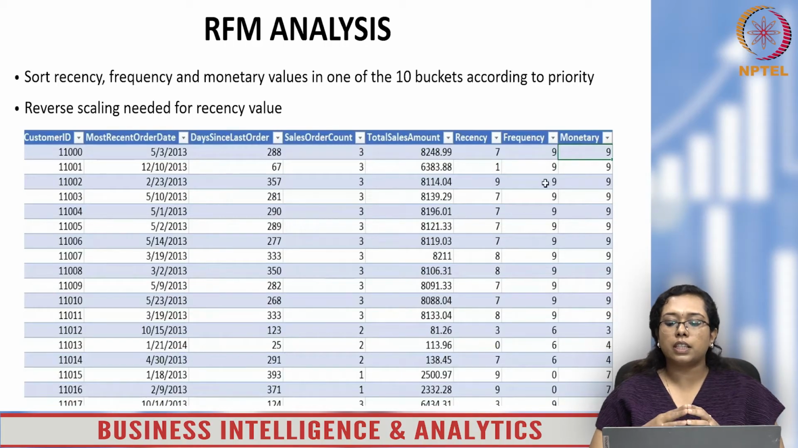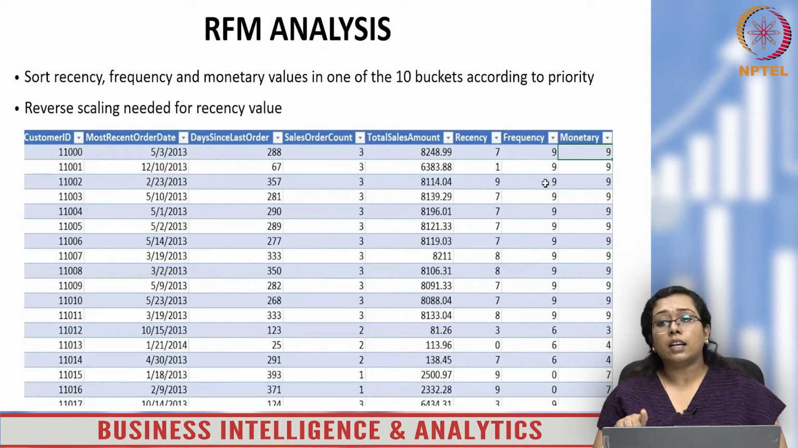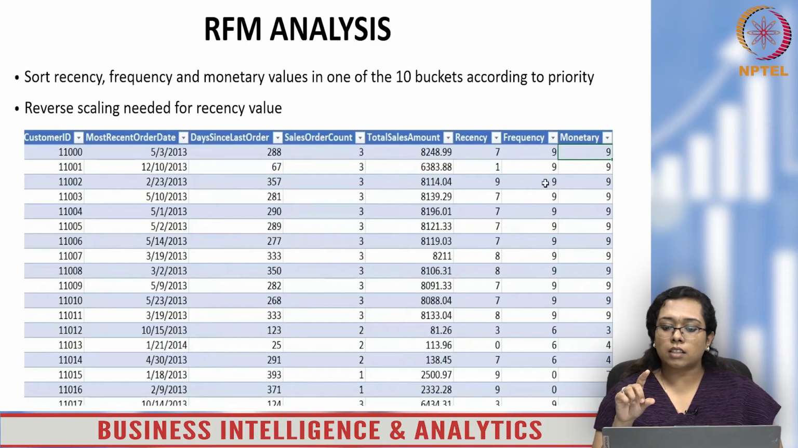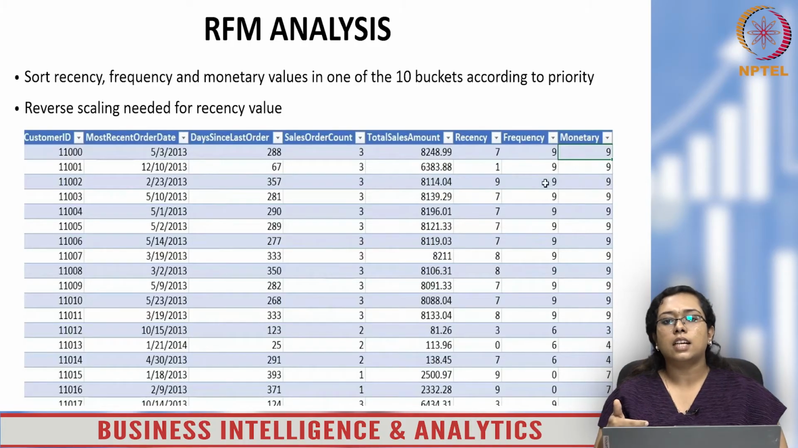So what we do is we reverse scale it. Here it is given as recency value 7 for the first guy and 1 for the next guy. So this is wrong, and this should be interchanged in the reverse scaling process that we will see when we are dealing with the raw data.